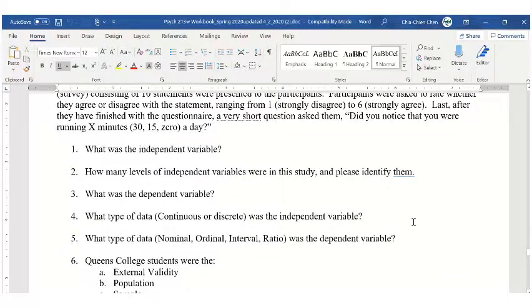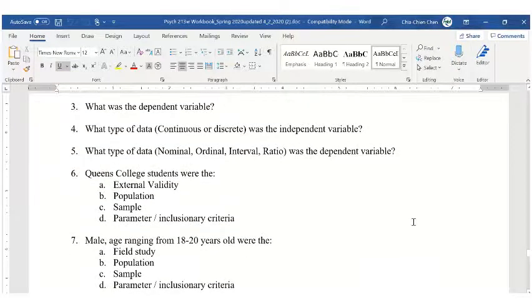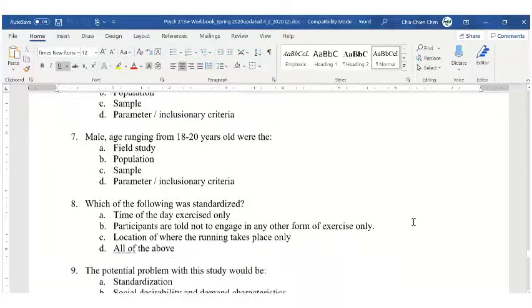Number 6, Queens College students were, is it A, B, C, D? Queens College students are the population. Number 7, male, age ranging from 18 to 20 years old: these were the parameters, or the inclusionary criteria, because you must fit into these criteria in order to be included in the study.